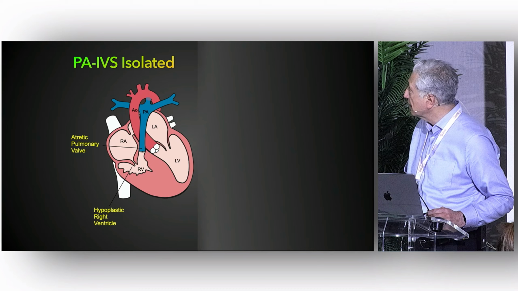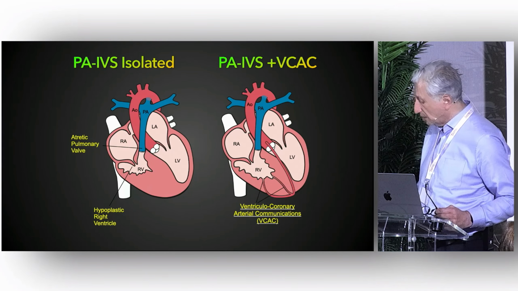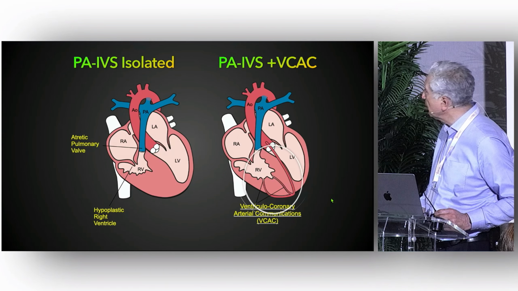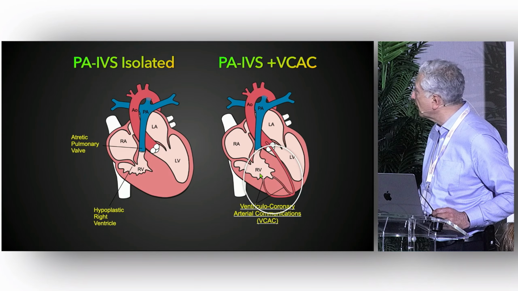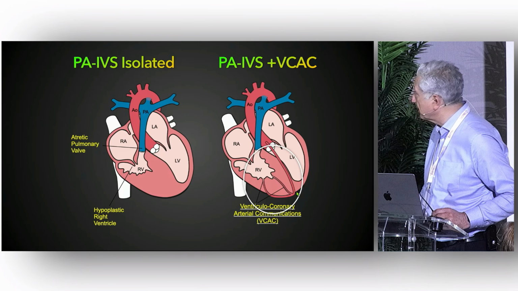This was the isolated cases. What about the next group, which I told you is 30 to 40% of the cases? Here, look at this region here, what you have here in comparison to this one, you have a connection between the right ventricle and the coronary system.